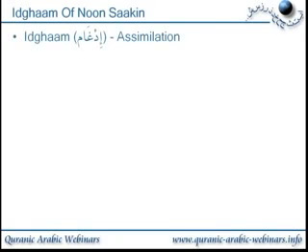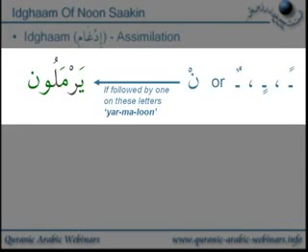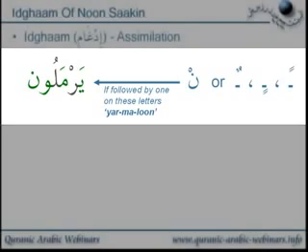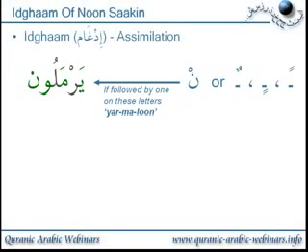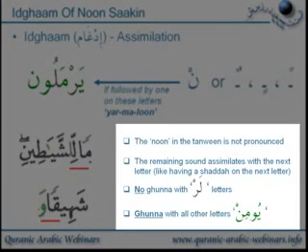Next we will look at Idghaam, which is assimilation. If we have Tanween or Noon Saakin followed by one of the Yarmaloon letters, then we're going to apply a certain rule. So the Noon in the actual Tanween is not pronounced. The remaining sound, i.e. if we drop the Noon in, let's say, Fathatain, so if it's an, we drop the Noon, we have a left, which will assimilate with the next letter. And when we say assimilate to the next letter, it's as if you're going to put a shadda on the next letter.